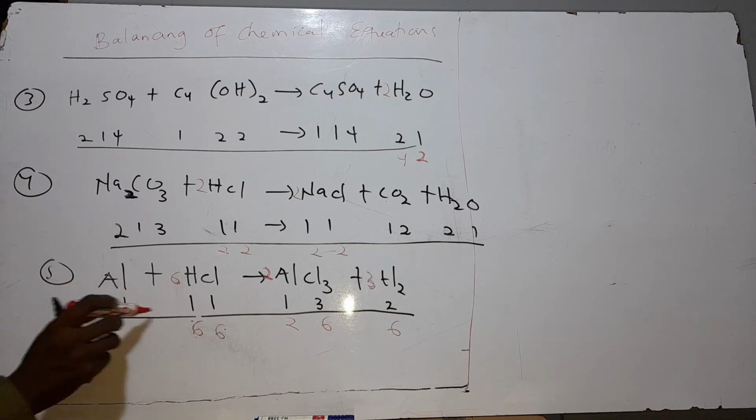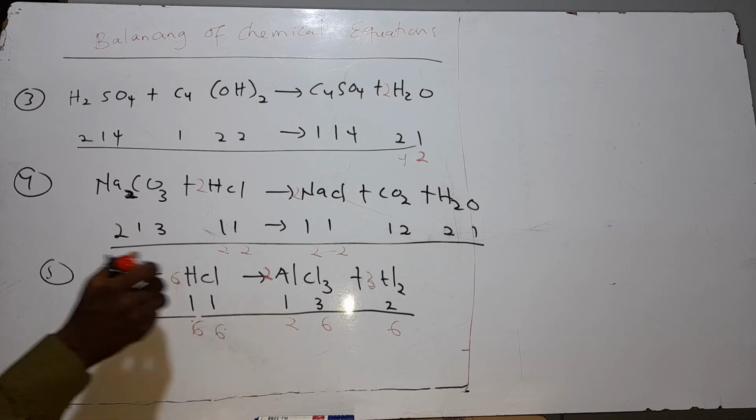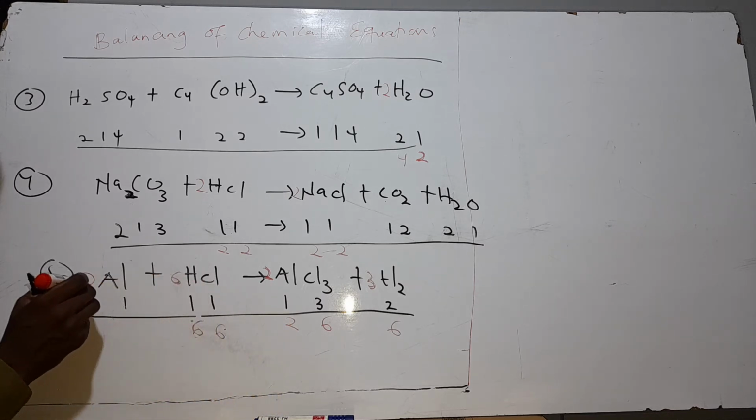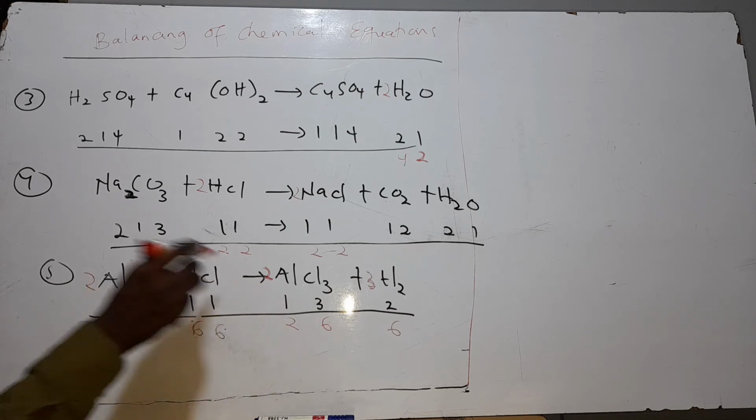Aluminum here is 1. But how many aluminum do you have here? You're going to have 2 of it. So what will I do to the 1 to become 2? I put 2 here. Look at it. So we have 2 of the aluminum here. We have 2 of the aluminum here.